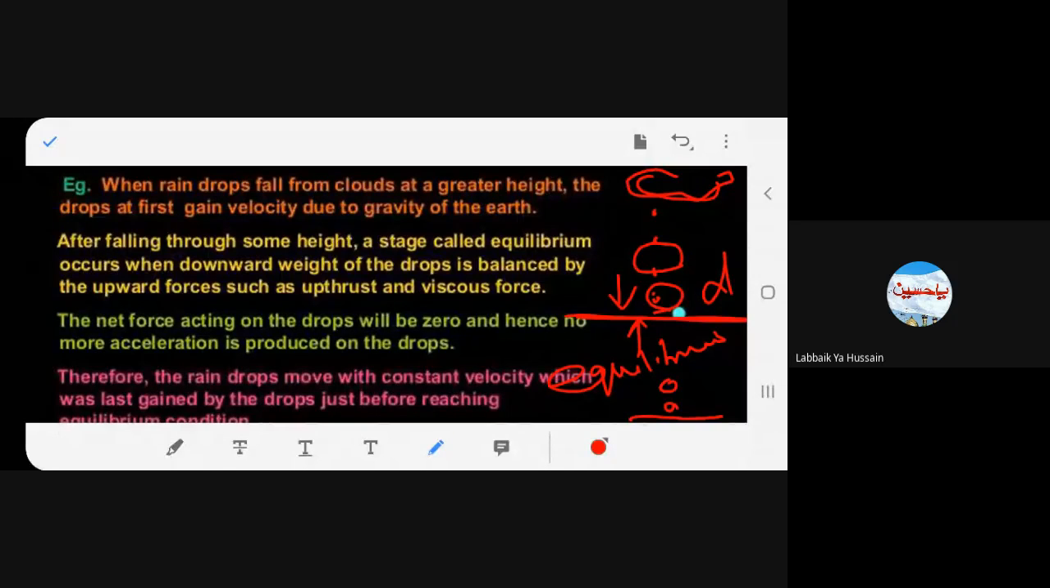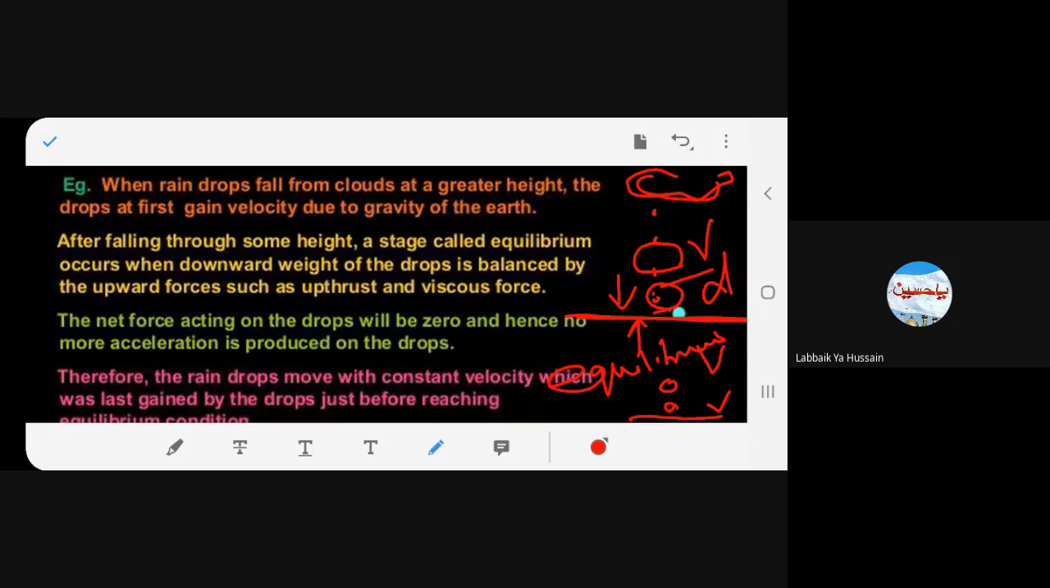It is a balanced force. So what happens? The velocity at which the drop was coming down will continue the same over here. So with the same velocity, when it reaches the ground, the velocity remains the same. This is what I want to tell you.